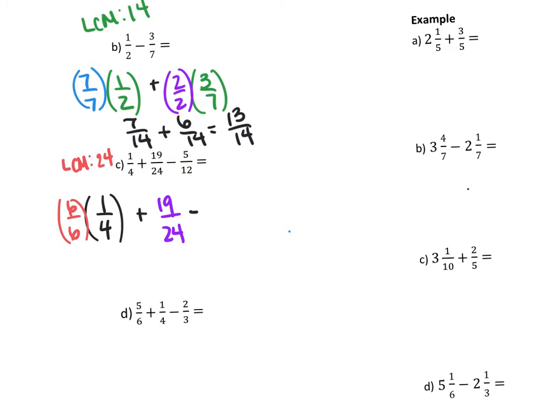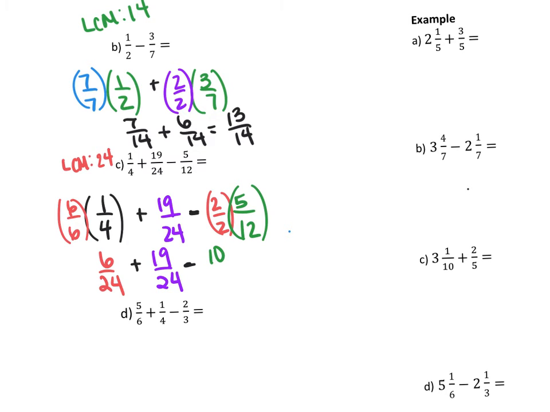minus 5/12. I need to multiply that 12 by a 2 to get it where I want it to go. And so when I do this now, I get 6 times 1 is 6, 6 times 4 is 24, plus 19/24 minus 2 times 5 is 10, 2 times 12 is 24.